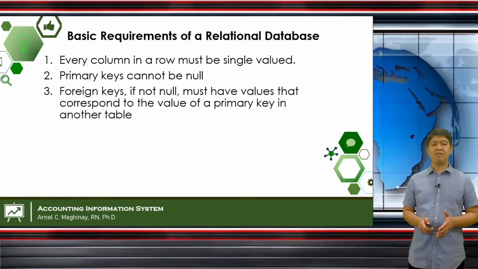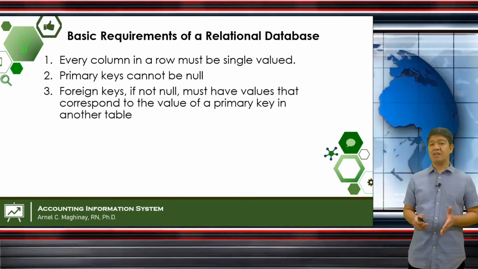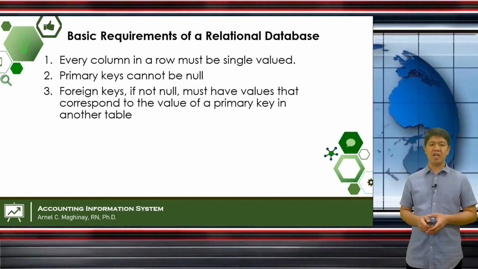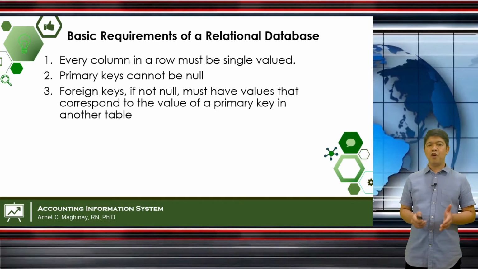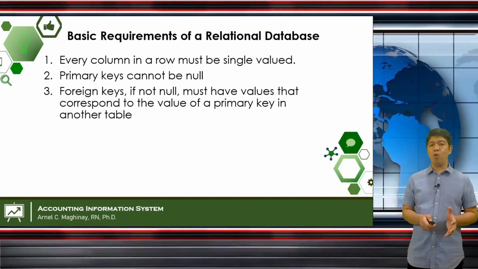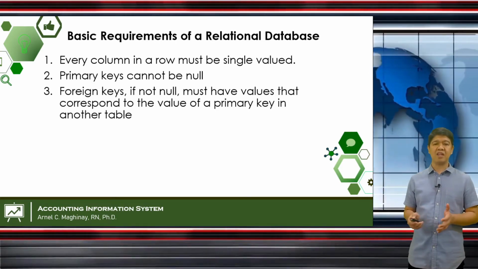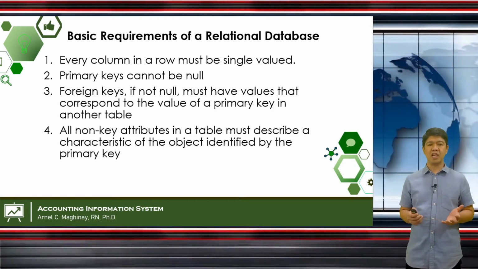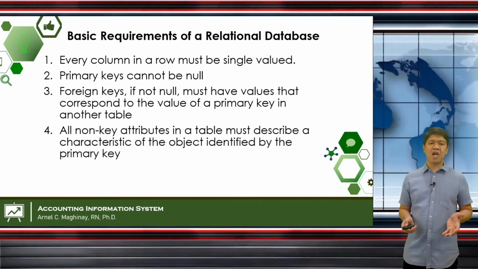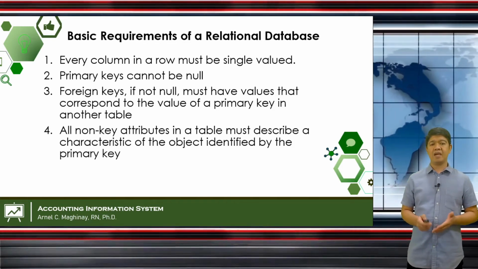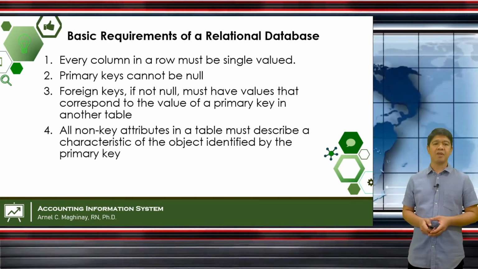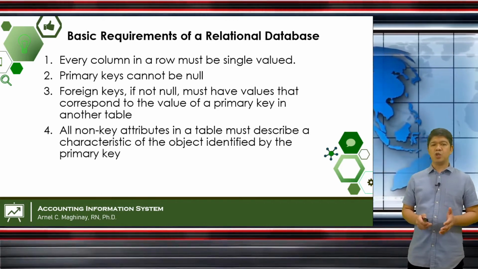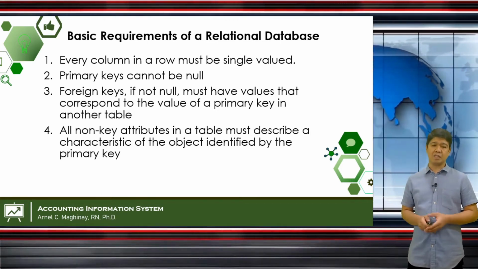Next, we have the foreign keys. If not null, they must have values that correspond to the value of a primary key in another table. Foreign keys link rows in one table to rows in another table. And lastly, all non-key attributes in a table must describe a characteristic of the object identified by the primary key. Most tables contain other attributes in addition to the primary and foreign keys.